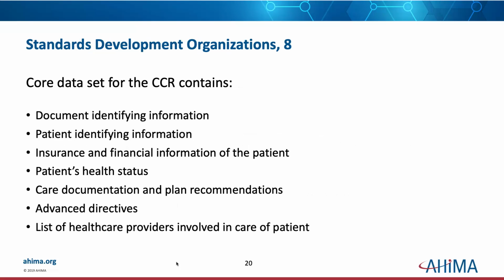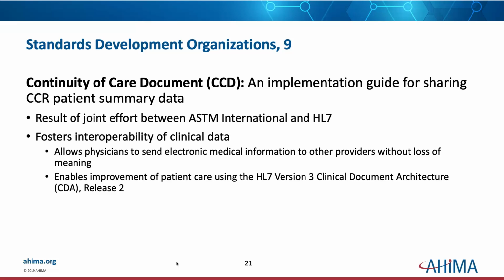And it contains document identifying information, patient identifying information, insurance and financial information of the patient, patient's health status, care documentation and care plan recommendations, advanced directives, and a list of healthcare providers that have been involved in the care of the patient. And this is information you need to know. Okay, that was a continuity of care record.